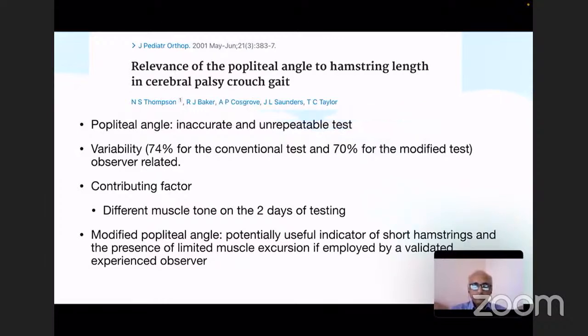unrepeatable test, and the variability of the test for the conventional test was 74%, and with the modified test it was 70%. The contributing factor could be that in this particular study the subjects were examined on 2 different days, so the contributing factor could be different muscle tone of the subjects on the 2 days of testing. And the modified popliteal angle is a potentially useful indicator of short hamstrings and the presence of limited muscle excursion if employed by a validated and experienced observer.